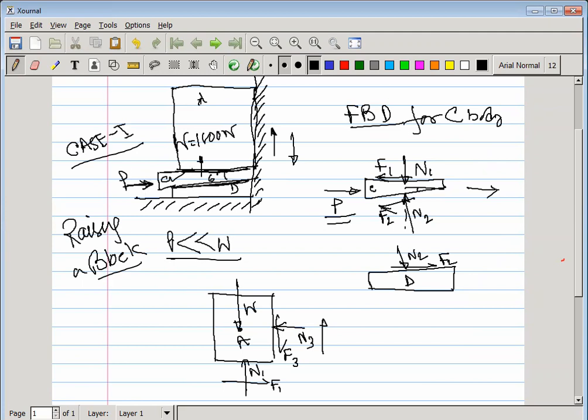But when we do not apply the load, then to resist this body in this position, we have to apply such a coefficient of friction so that the frictional force acts in this direction, clear?